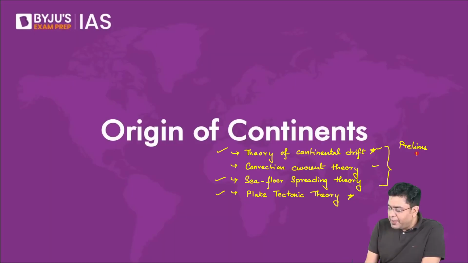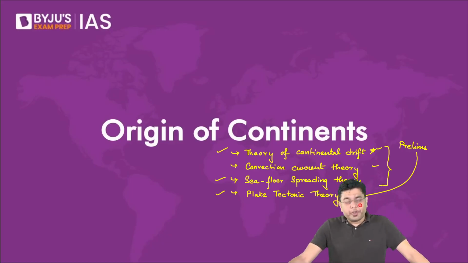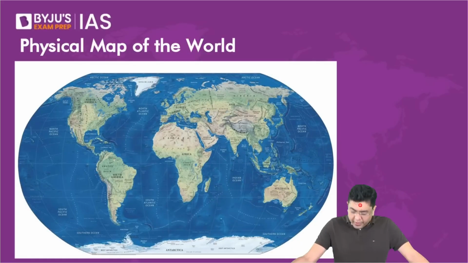In the case of prelims, questions are generally asked from the plate tectonic theory itself, and otherwise in the mains also, this is going to be relevant. So we start with, first of all, the continental drift theory or the theory of continental drift.